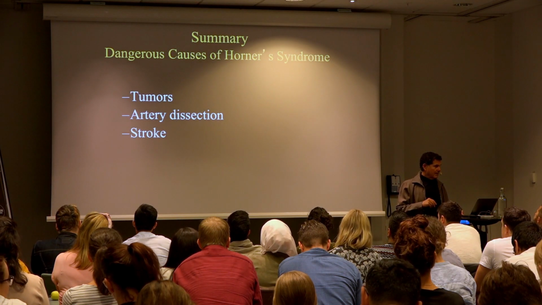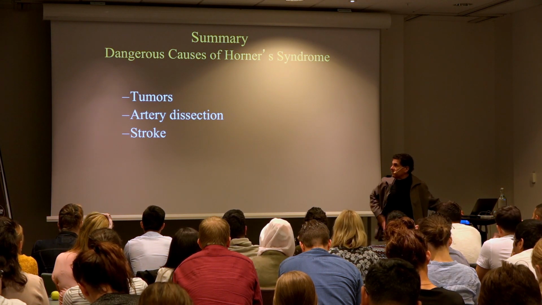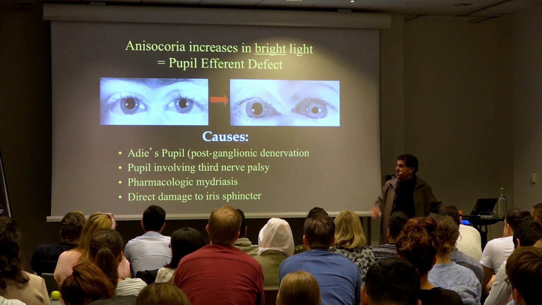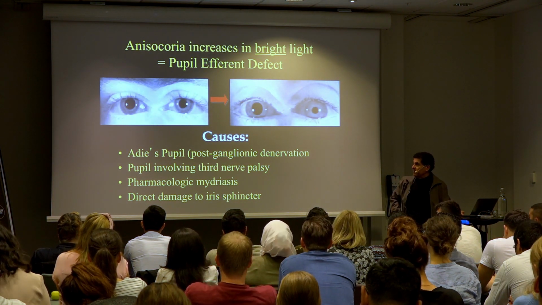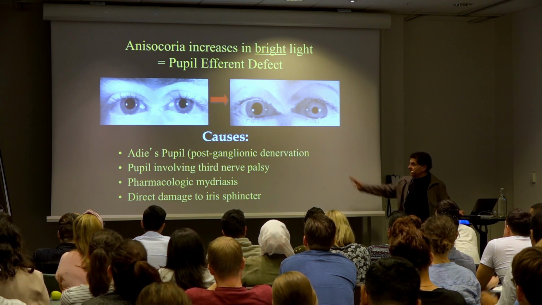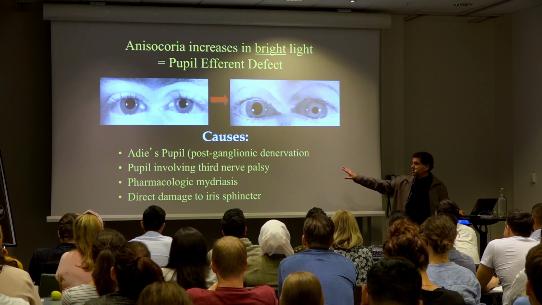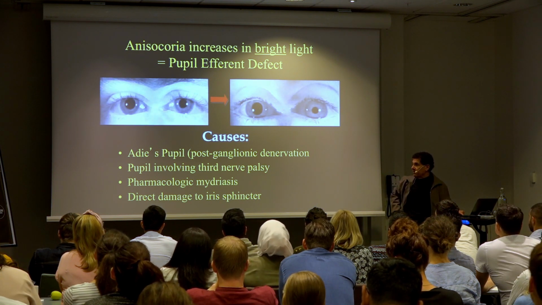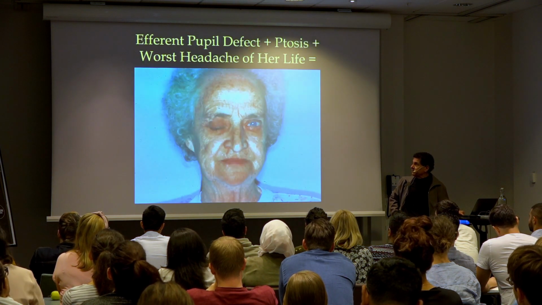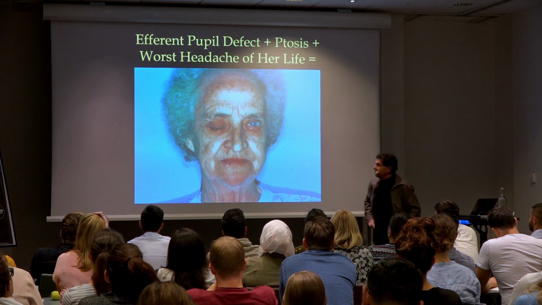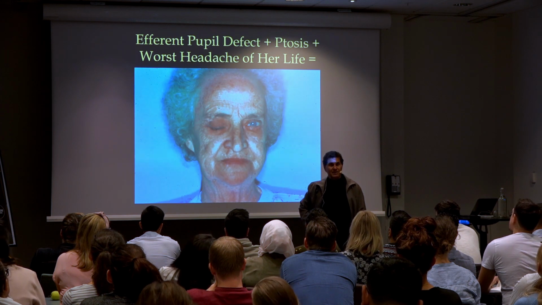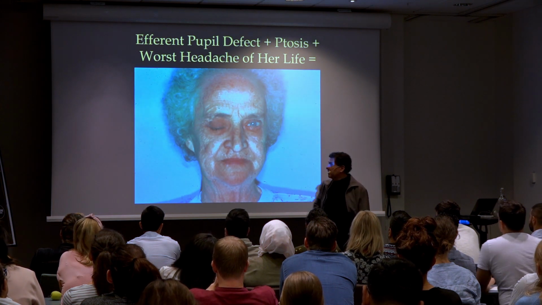Okay, so that's mainly a summary of the dangerous causes of tumors, dissection, and stroke for the sympathetic side. I just want to take the last 10 minutes and cover the parasympathetic side. We're talking about a postganglionic denervation, a pupil-involving third nerve palsy, pharmacologic mydriasis, and direct damage to the sphincter muscle itself, not nerve damage. This is an old picture because I made a big mistake when I was a fellow. And so we all learn from our mistakes, so you're going to learn from my mistake.